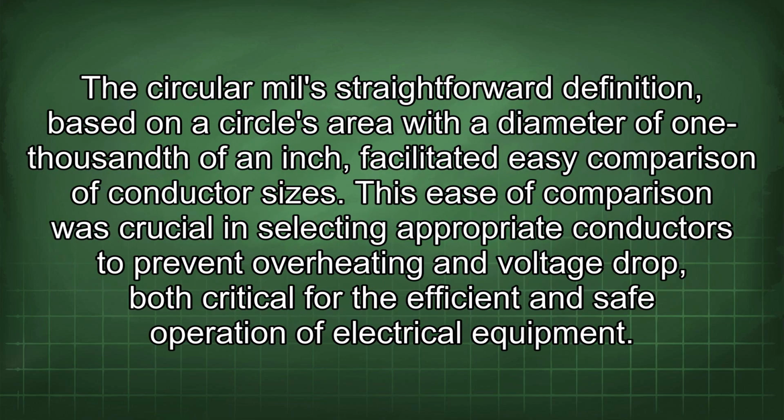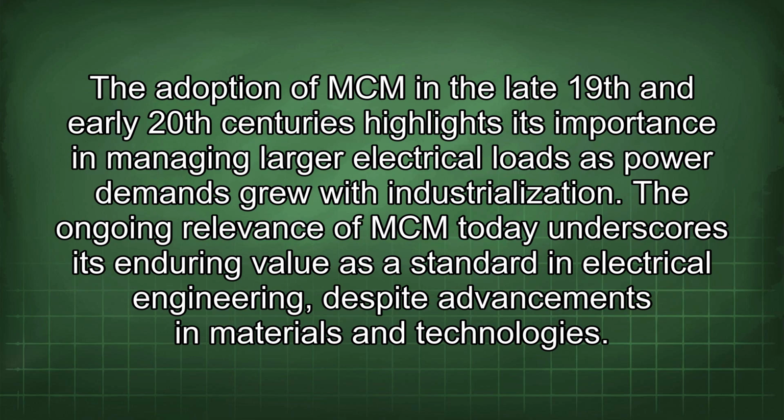The circular mil's straightforward definition, based on a circle's area with a diameter of 1/1000th of an inch, facilitated easy comparison of conductor sizes. This ease of comparison was crucial in selecting appropriate conductors to prevent overheating and voltage drop, both critical for the efficient and safe operation of electrical equipment. The adoption of MCM in the late 19th and early 20th centuries highlights its importance in managing larger electrical loads as power demands grew with industrialization.